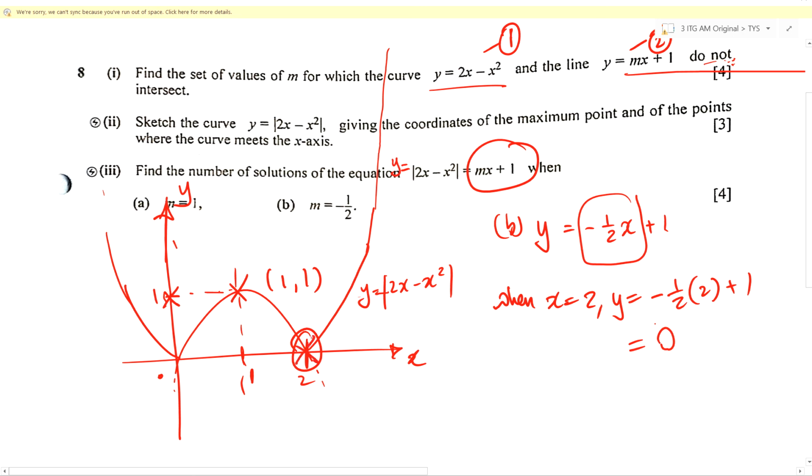I know the other point is here. My straight line, therefore, will pass through these 2 points. And here I see that 1, 2, 3. For part B, we've got 3 solutions. So the gradient over here is going to affect the number of times it cuts the line.